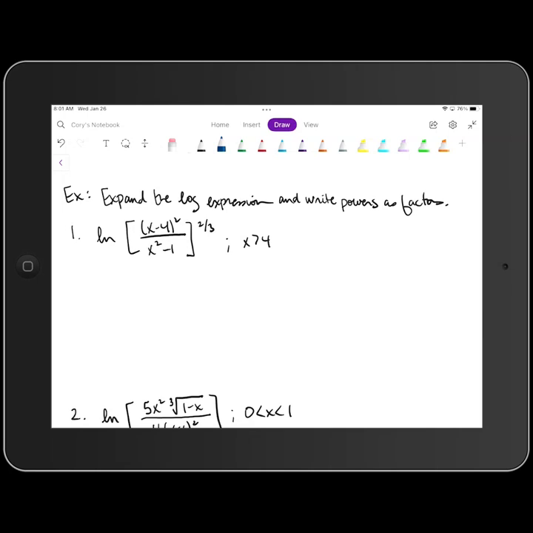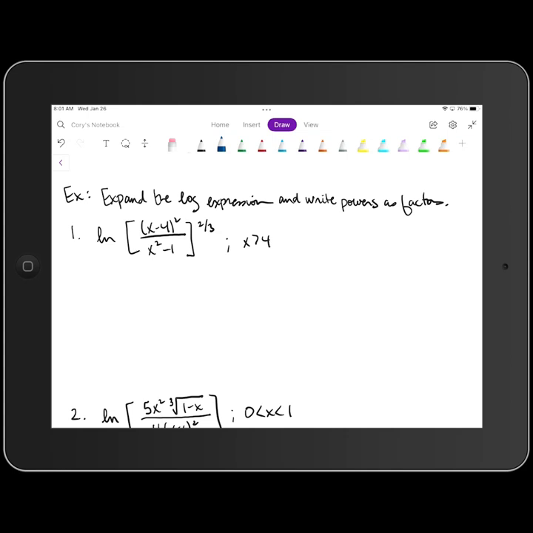So the next set of examples we're going to look at, the directions ask us to expand the log expression and write powers as factors. So we're going to be given a single logarithm that we're going to use our log properties to expand and write in terms of multiple logarithms.